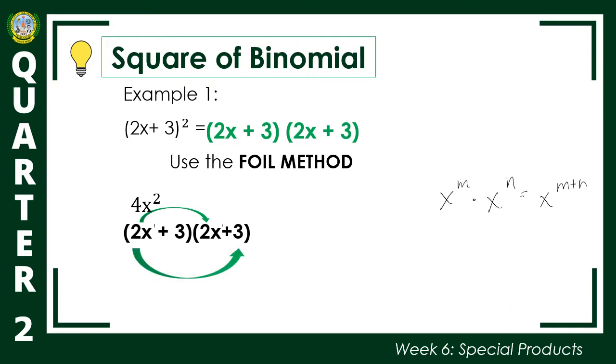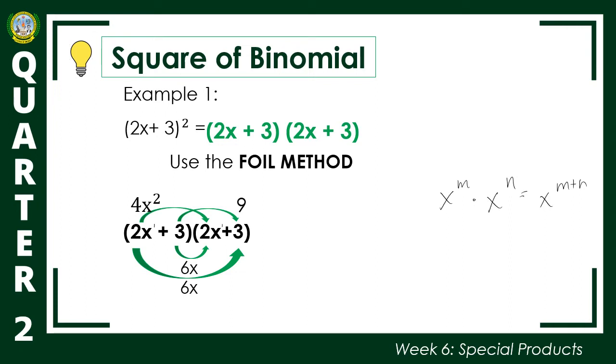Next is the outer terms, 2x times 3. So, this time, we only multiply the numerical coefficients, the numbers or constants. 2 times 3 is 6 and simply copy x because the 3 has no variable. Next is positive 3 times 2x. So, it is just the reverse of the earlier one, meaning 6x is still the answer there. And then, positive 3 times positive 3 is positive 9.